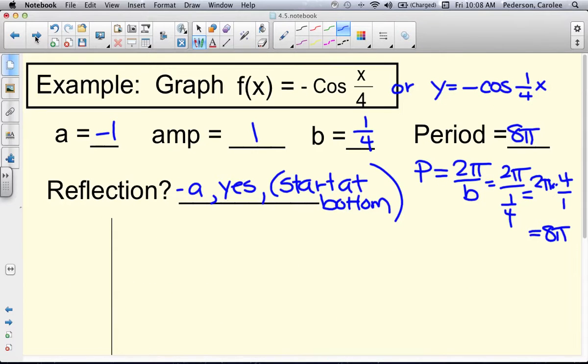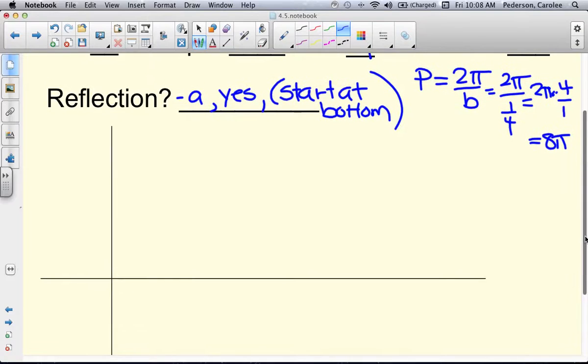All right, so no shift changes up or down, so we can go ahead and graph its amplitude. The amplitude is 1, so we're going to go 1 up and 1 down. Just lost my connection.